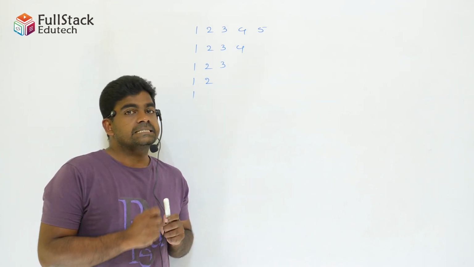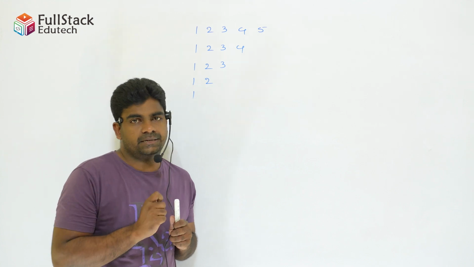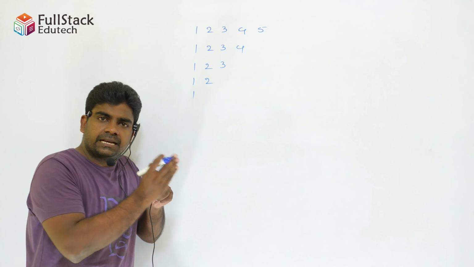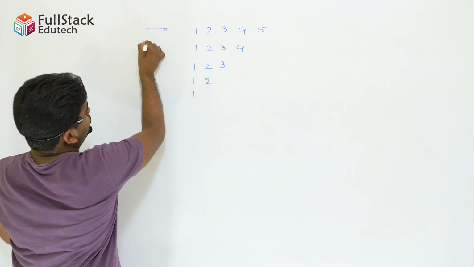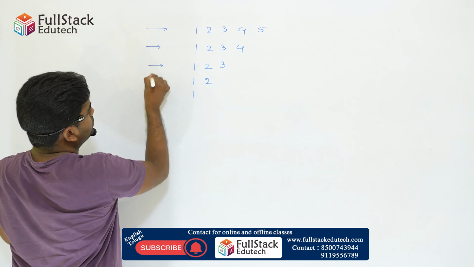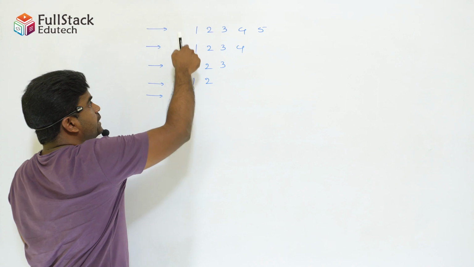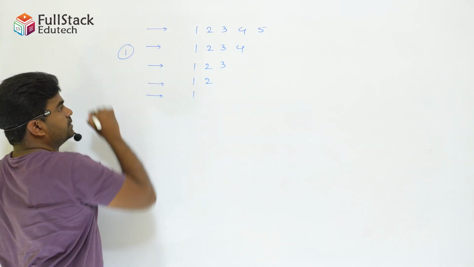Hi everyone. In this video, I'm going to explain how to display this pattern. Just like we discussed in the previous pattern, look at each row: first row, second row, third row, fourth row and fifth row. Every row starts with the same value, that is 1.